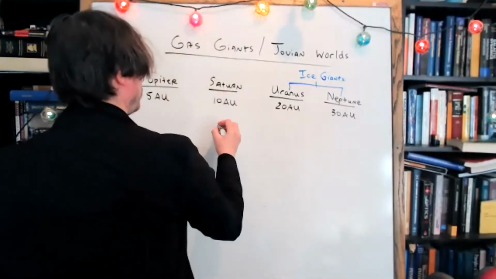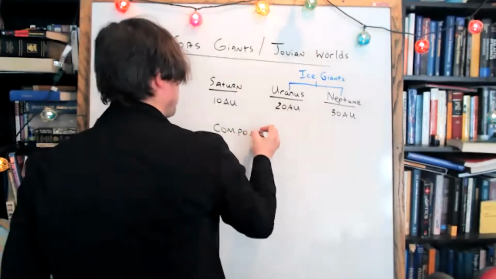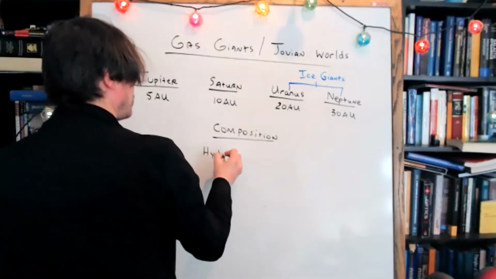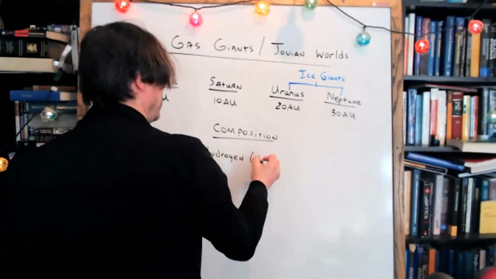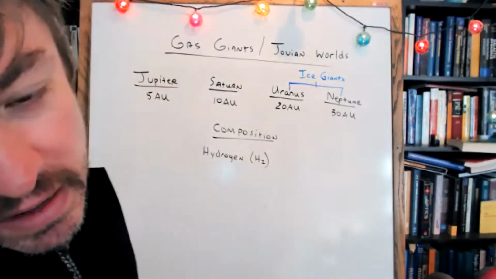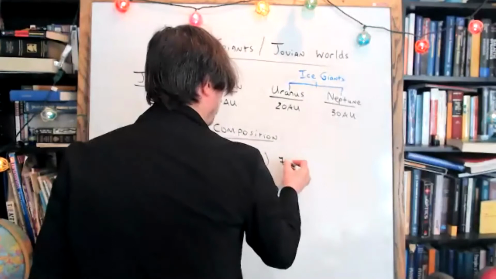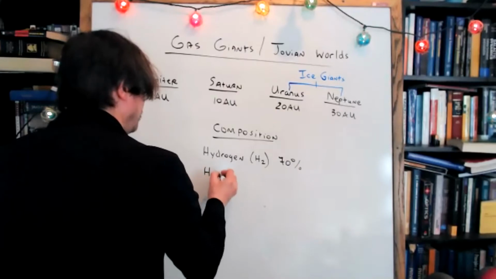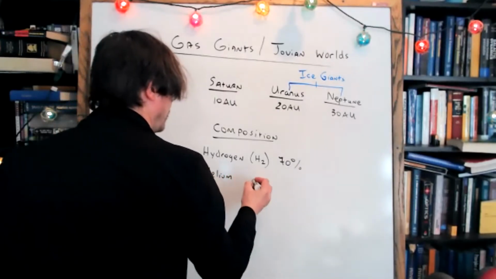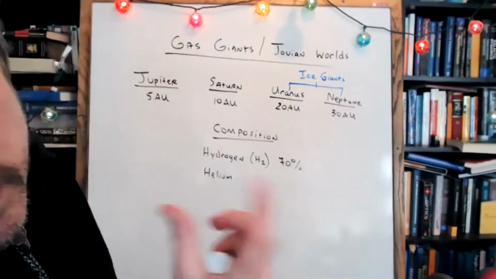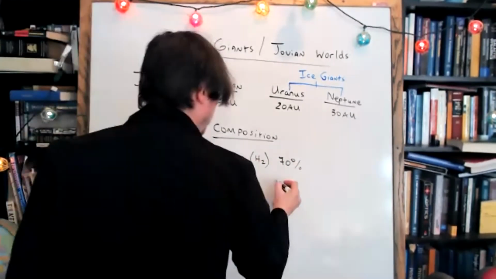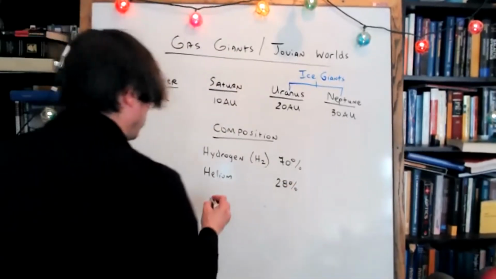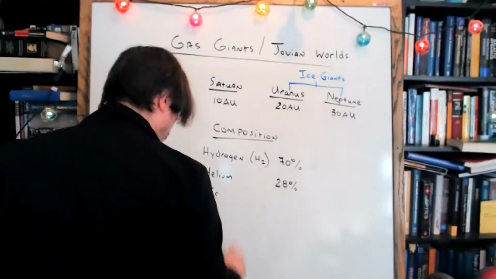Okay. So for the most part, the composition is roughly hydrogen gas, usually in the form of diatomic molecules, 2 hydrogens stuck together. That makes up about 70% of the planet. Helium gas, usually in the form of monatomic helium. Helium doesn't form molecules, you'll remember, because it's an inert gas. Helium is roughly 28%.